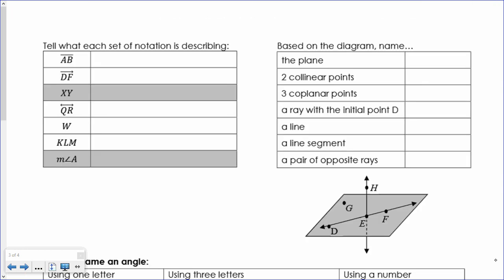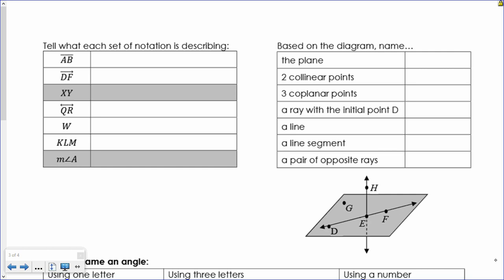All right, on the next page, we're going to practice 2 different sides of a coin. I'm going to give you the name and notation for something, and I want you to tell me what that something is. And then I'm going to ask you to look at this picture and then write down the appropriate name and notation for things I'm describing. Okay? So over here, I have AB with this little thing over top of it. What is that talking about?